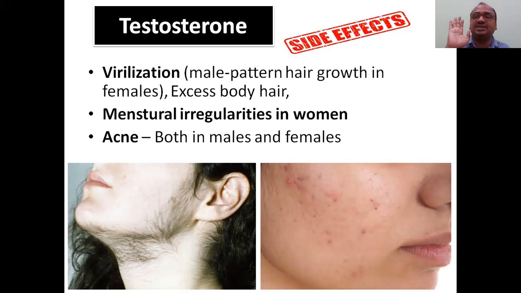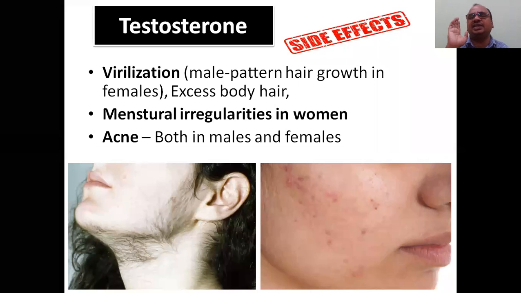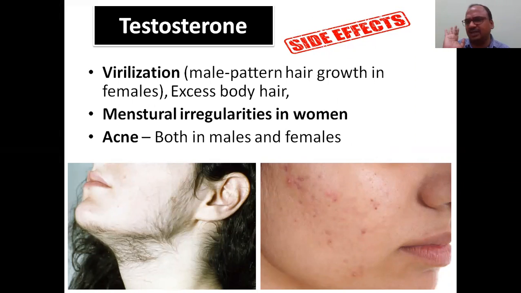See, in females, I told you a very small quantity of testosterone will be there. Now, if testosterone is more, they will get a mustache, okay, and male pattern. See here, virilization, very important. Virilization is male pattern hair growth in the female, like this. They will get a bad mustache. All this comes because they have excess testosterone in their body. Okay, and menstrual irregularities in women are also caused.